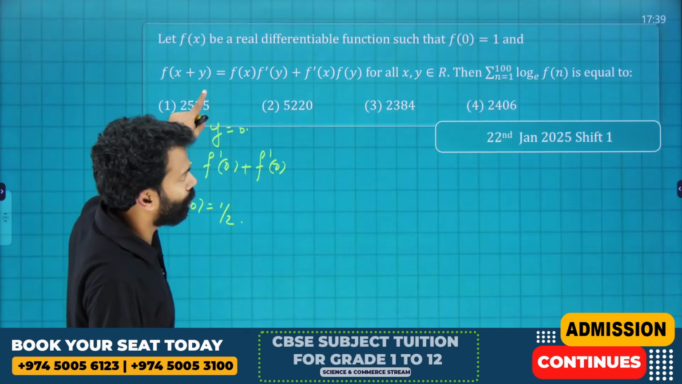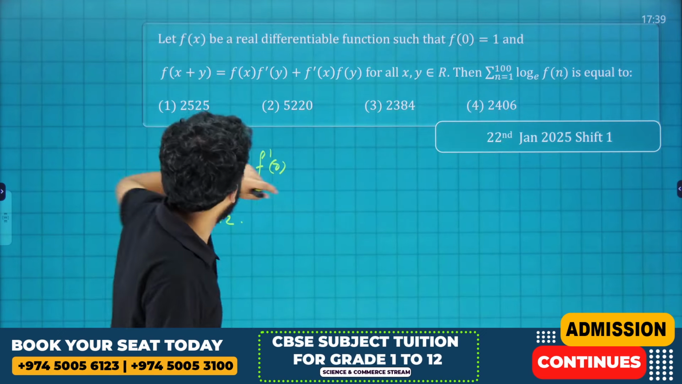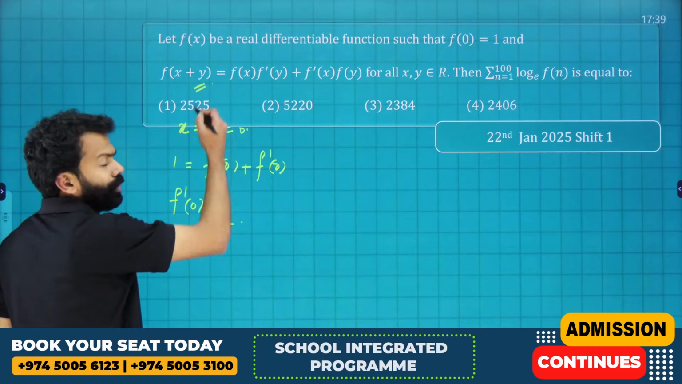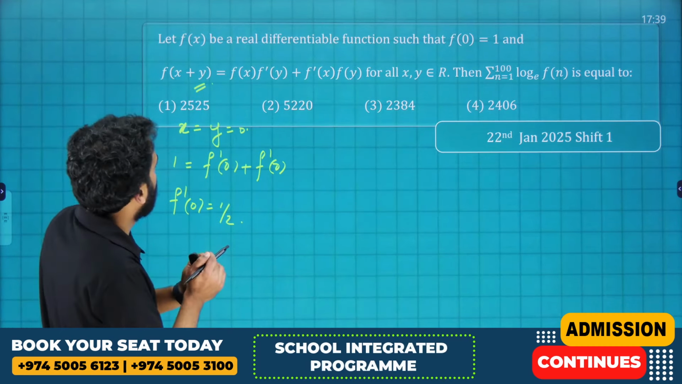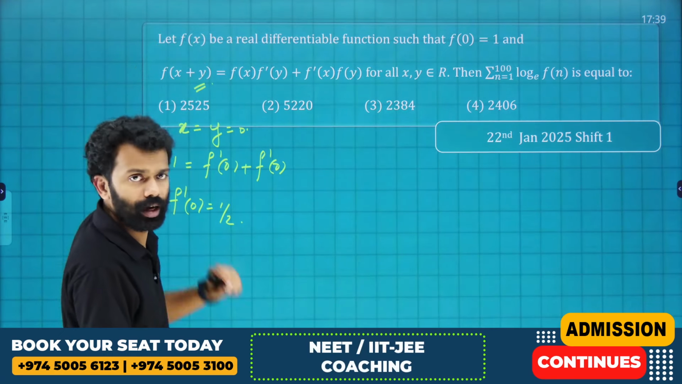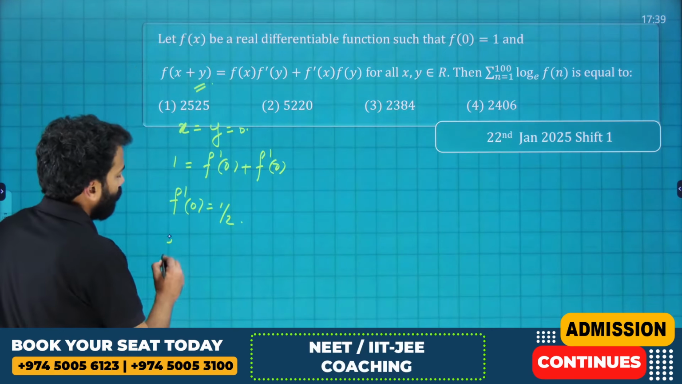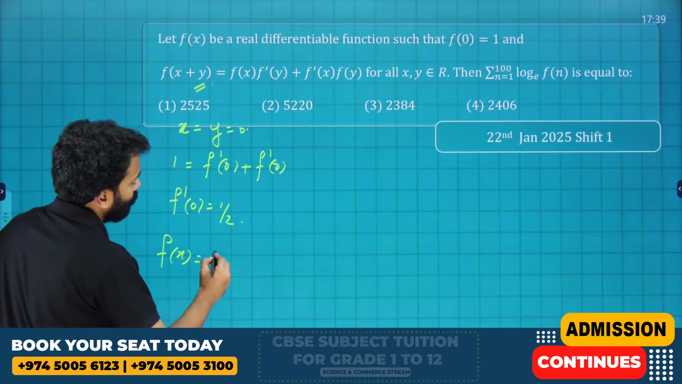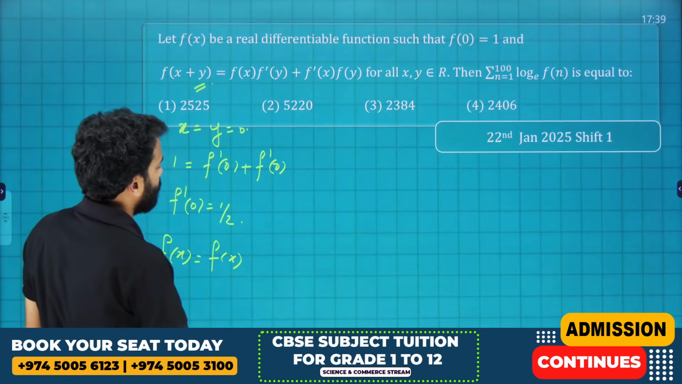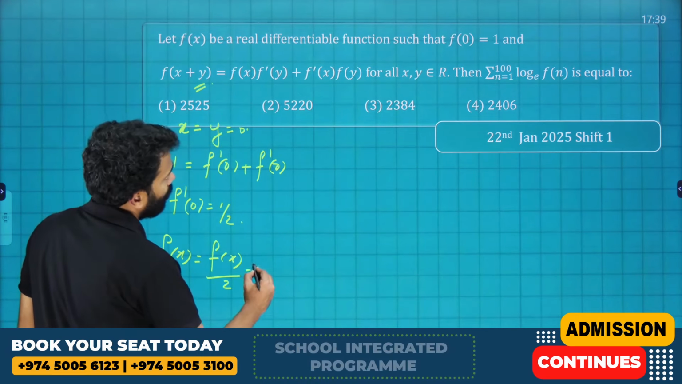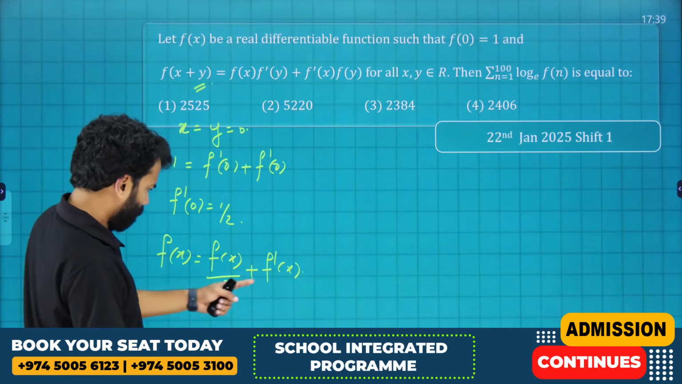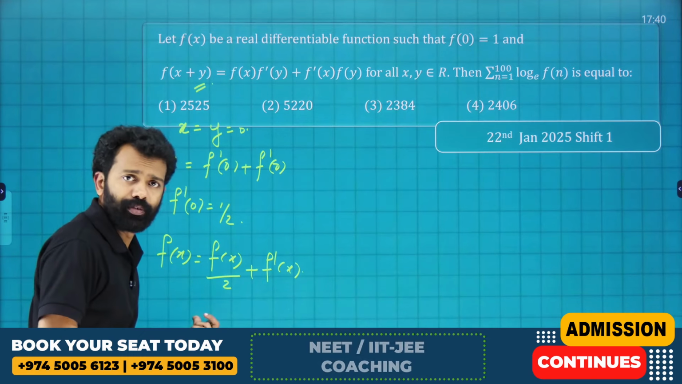And let's do one thing. Our objective is to formulate f(x), right? So filtering out f(x) from the left hand side, it will be better if you put y is equal to 0. I'm not making any change in x, but I'm putting y is equal to 0. Corresponding change will be in the RHS as well. Therefore, it will be f(x) is equal to f(x) into f'(0), which is 1 by 2, plus f'(x) into f(0), which is 1. Okay, so yeah, we have formulated f(x).